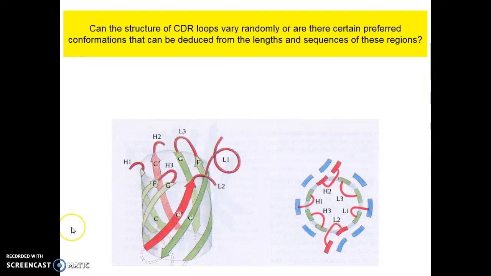To engineer antibodies, this kind of question is going to be valuable. Can the structure of CDR loops vary randomly, or are there certain preferred conformations that can be deduced from the lengths and sequences of these regions?